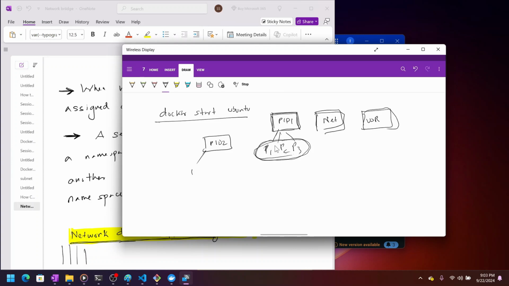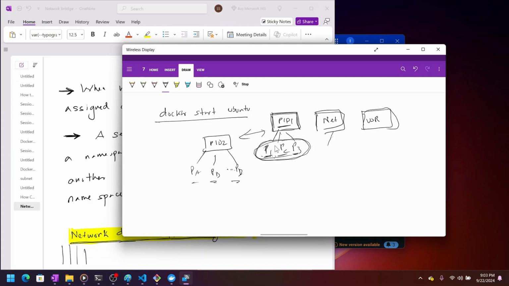So let's say here you also have PA, PB, PC, three processes. These two namespaces are completely isolated from each other, and what is isolated here is the process tree. This process tree and that process tree are totally different. These processes don't know about those processes, and those processes don't know about these.